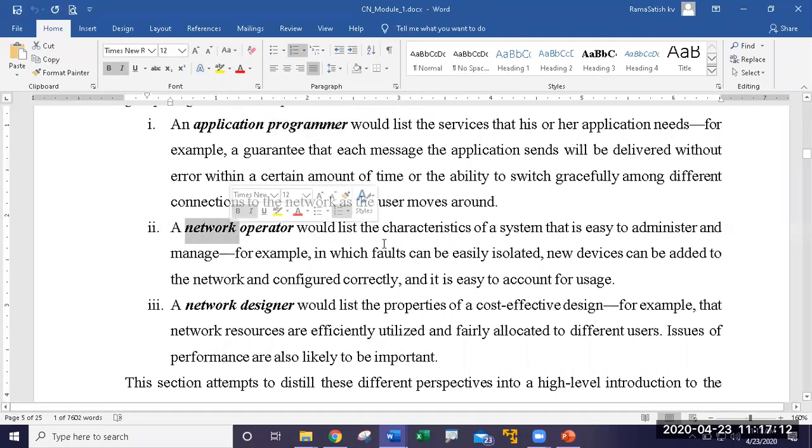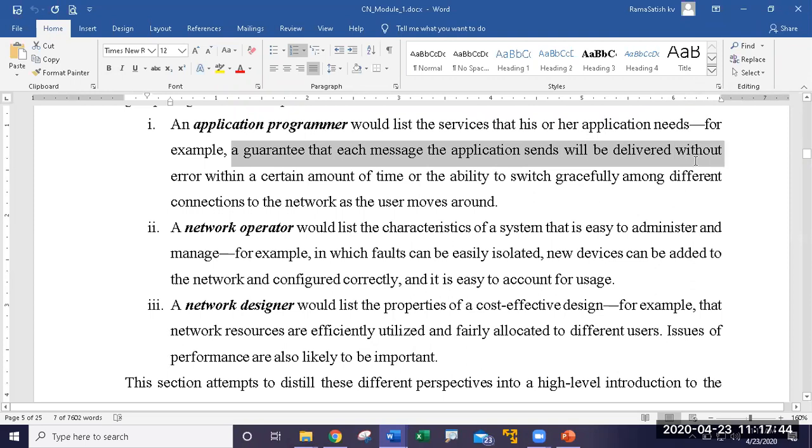And how exactly will the network operator look into the network, what does he want? Looking at the application programmer, the programmer requires the network only to serve his or her application needs. For example, he wants a guarantee that each message of the application is delivered without error and reaches its destination. Another thing is they need to connect to the network without any problem.